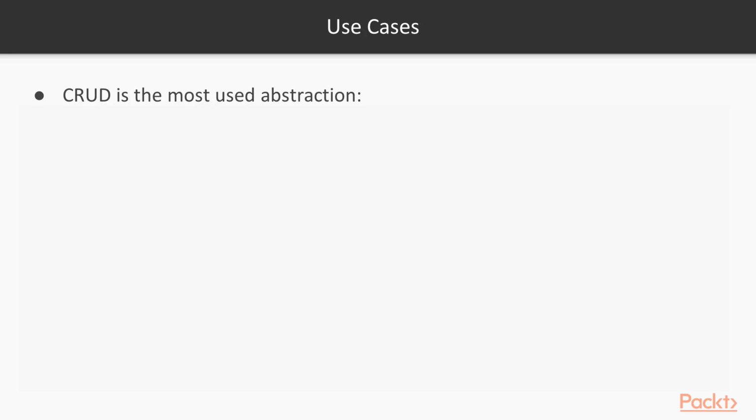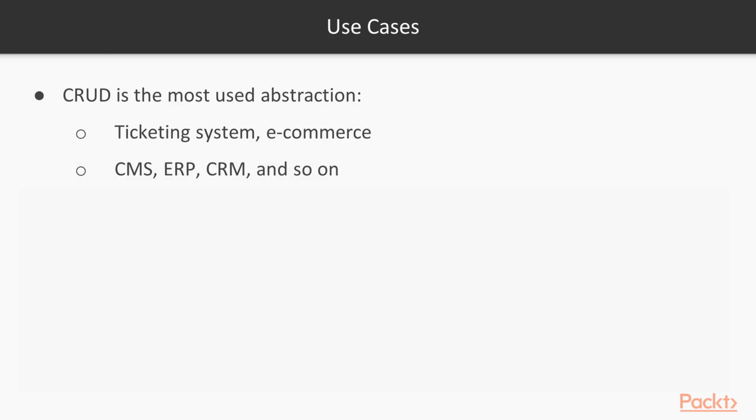But this architecture, the standard CRUD, is the most used abstraction. So we do not have to throw that away only because it fits badly in a number of use cases, because ticketing systems, e-commerce, CMS, ERP, CRM, etc., and many other use cases, pretty much every use case that you have found so far can be or has been represented using CRUD operations.